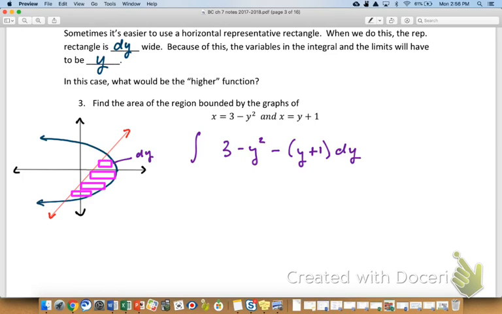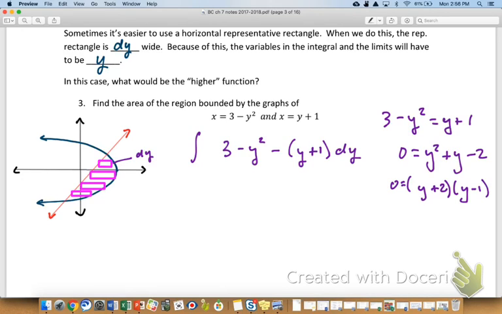The only issue I have left to work out here really is my limits of integration. Where would I start accumulating these rectangles and where would I stop? The lower intersection point. The intersection points, again, will matter. So maybe I come off to the side and do my intersections like so. This would be 0 equals this plus this. We can see pretty quickly that it's going to be -2 to +1.